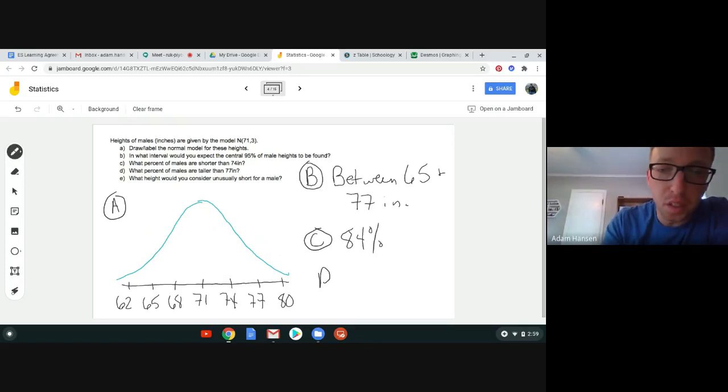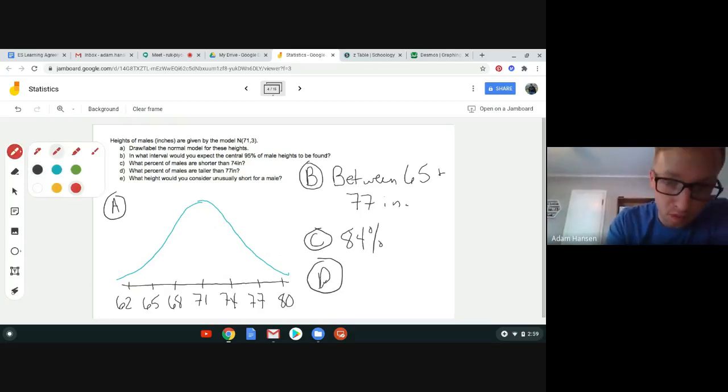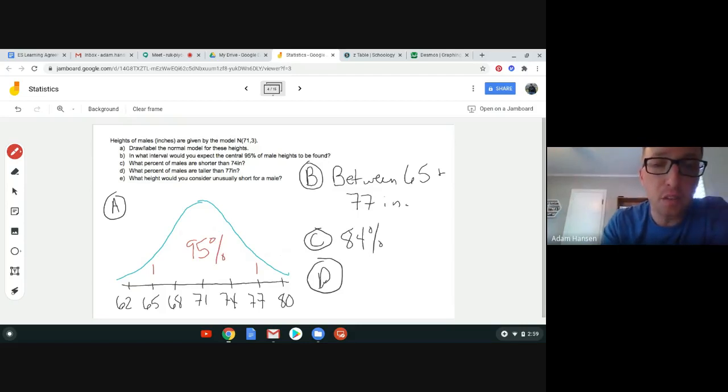For letter D, what percent of males are taller than 77 inches? So if I mark off 77 inches, that would be here. Within 2 standard deviations lies 95% of the data, which means that the 2 tails account for the other 5%. So 2.5% below and above the 2 standard deviations from the mean. Taller than 77 inches would be the other 2.5% left over in the right tail.